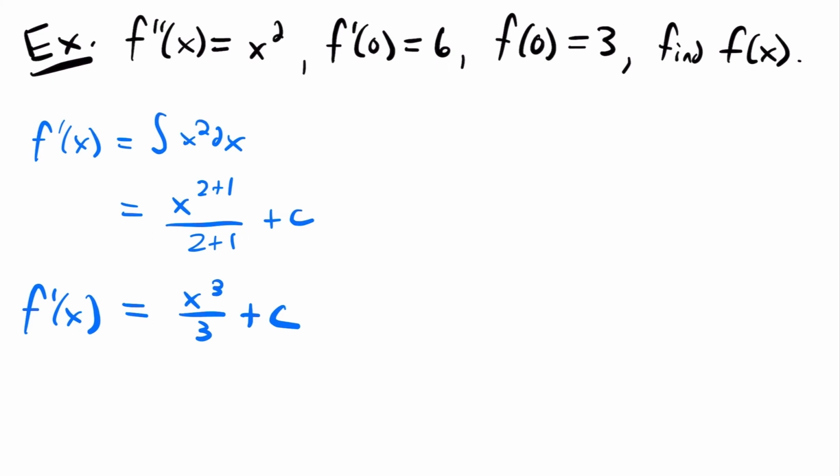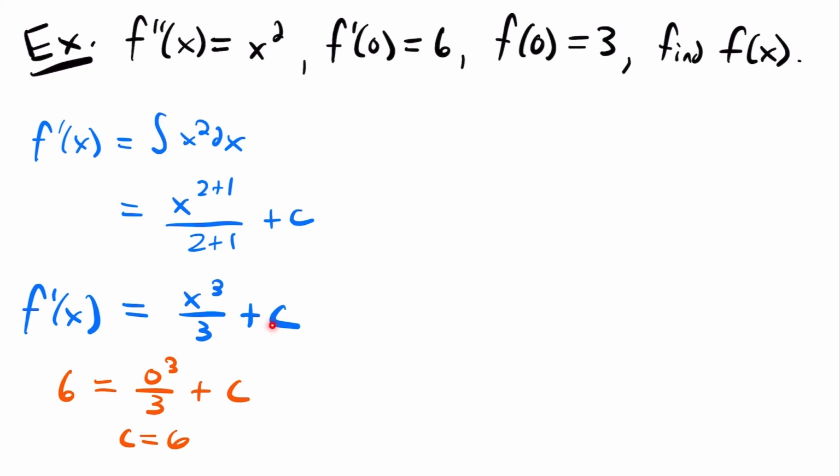And now we can find the particular solution by using this initial condition up here that when we plug 0 into this derivative, it will be equal to 6. And so if we follow that, we'll have that 6 is equal to 0 cubed divided by 3 plus c. And so then 0 cubed is 0, and then divided by 3 is still 0, and so then we find that c is equal to 6 in this case.